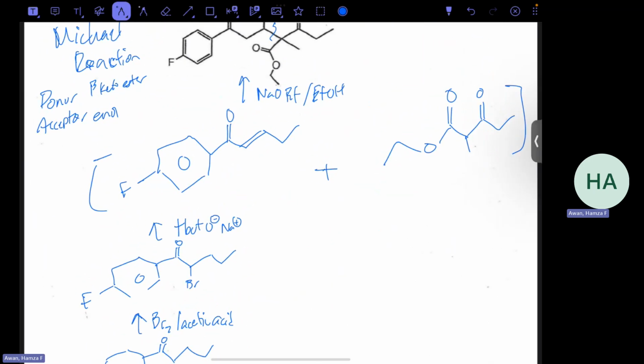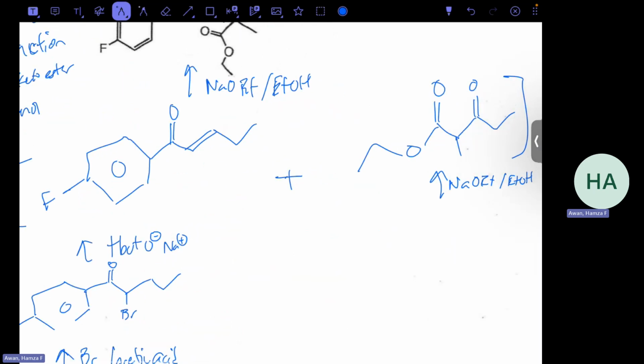So remember, whenever we're making a beta keto ester, it's going to be Claisen, right? So in this one, we did Claisen, NaOEt/EtOH. The easiest thing I would say to look for is the side of the ketone, right? So just look at the ketone side. This ketone side has 1, 2 carbons on it, right?